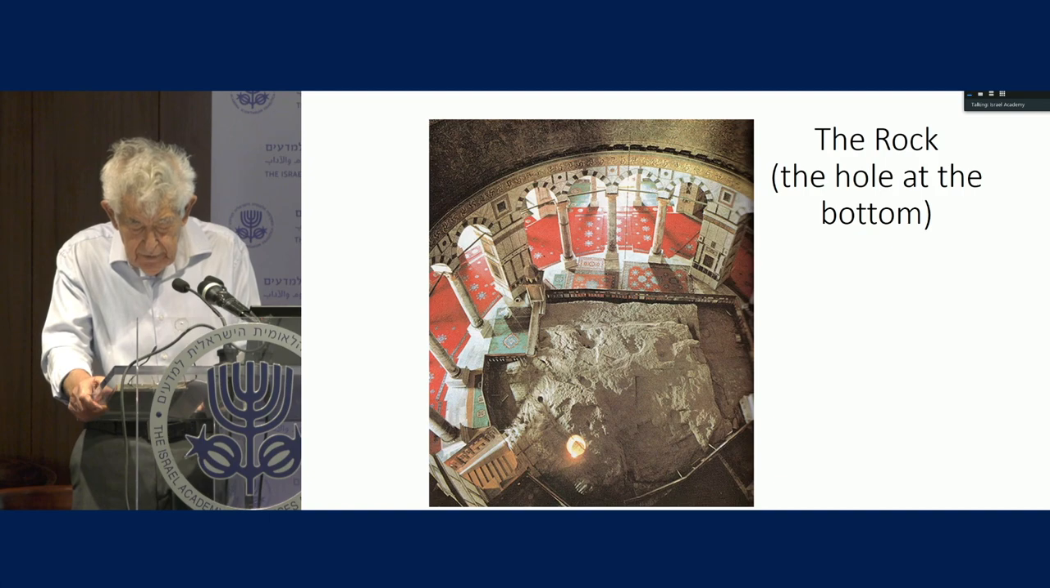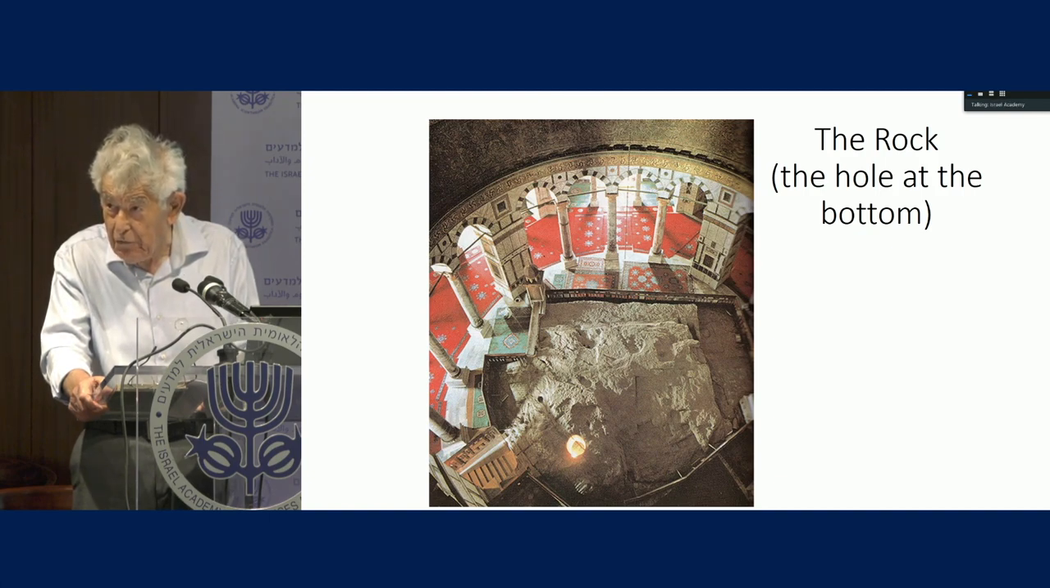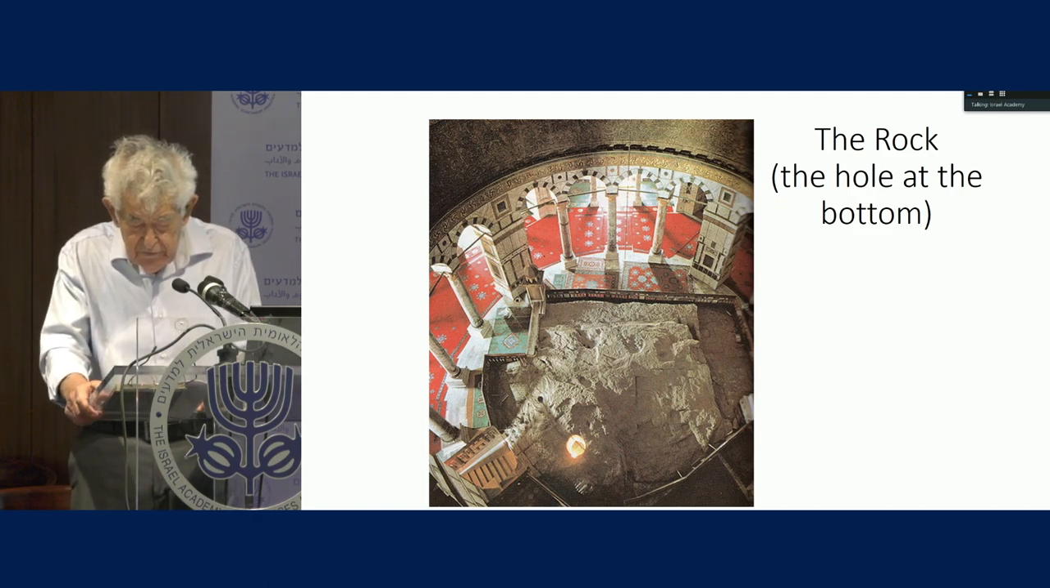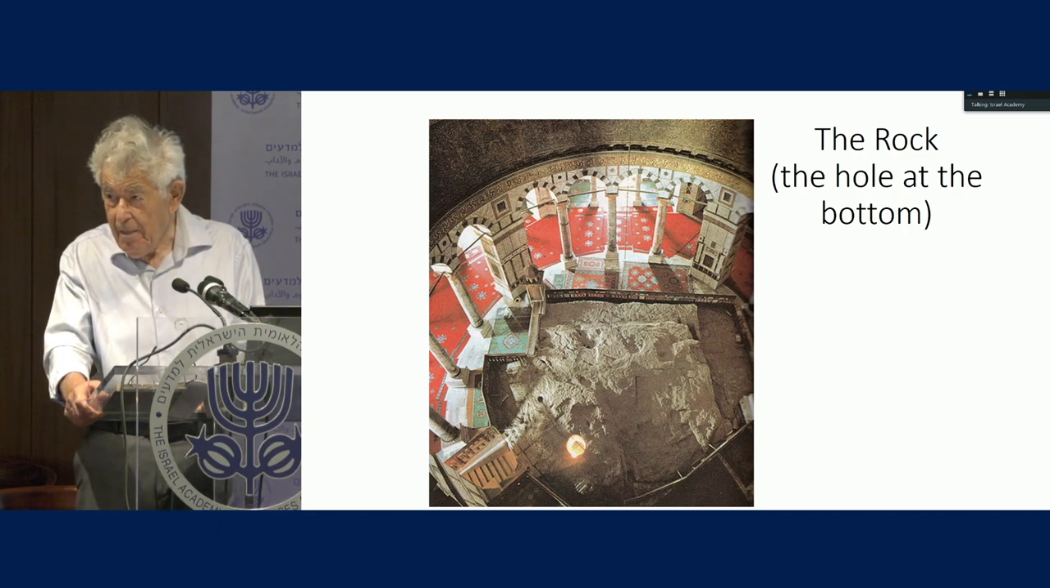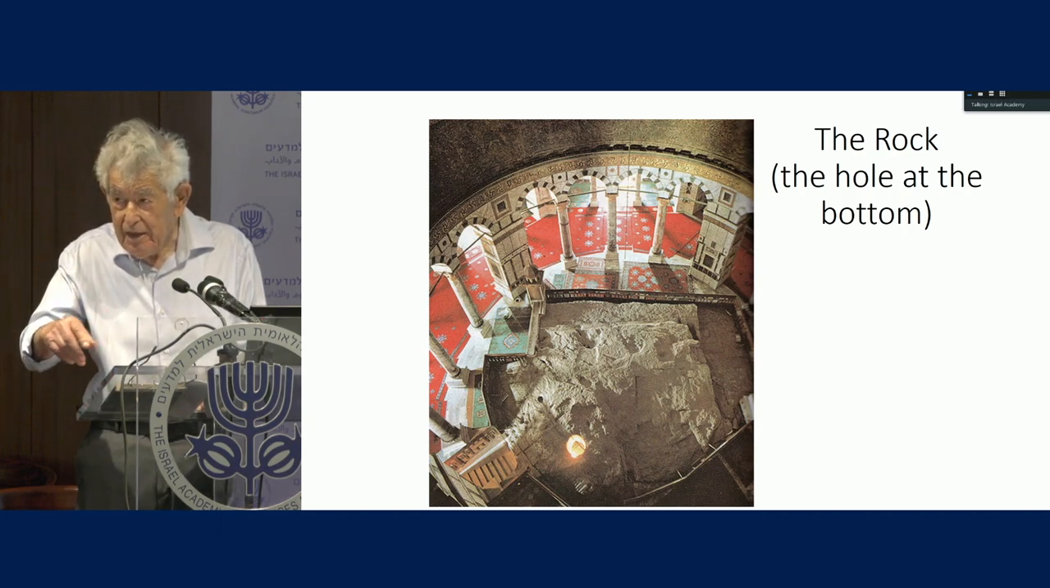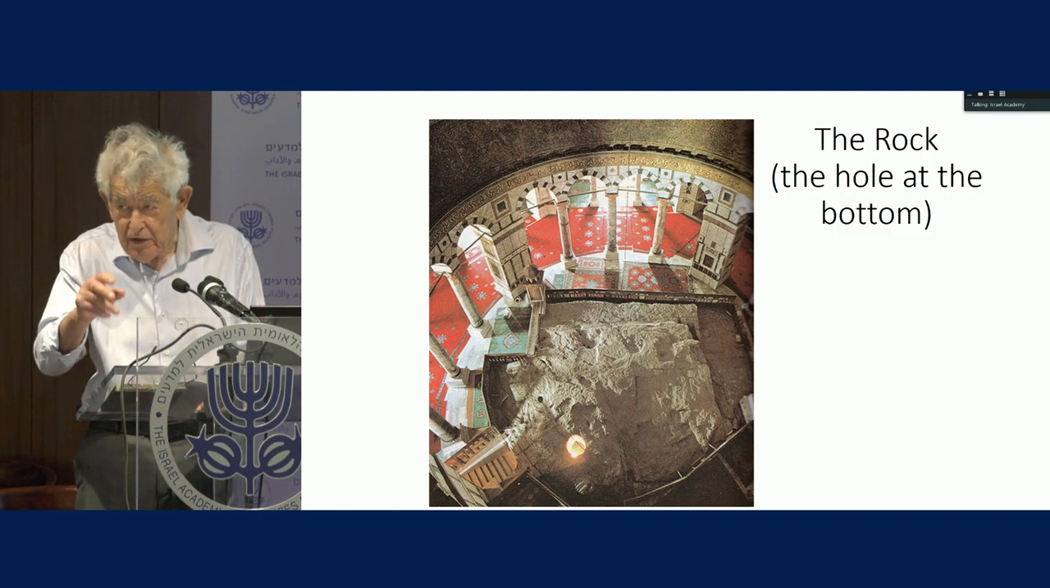He built the mosque in front, namely south of the rock. And in the days of Abdul Malik, son of Marwan, he incorporated the rock in the Haram of Al-Aqsa. Here we have something that happens. First thing, the rock was outside.